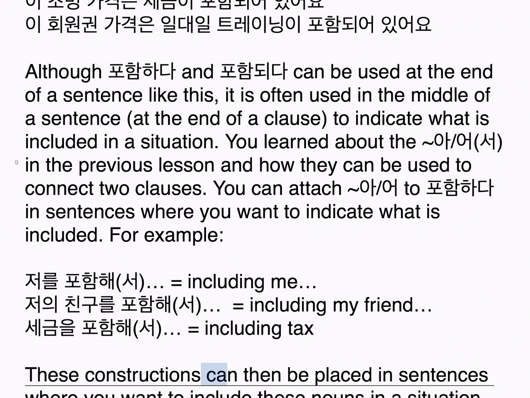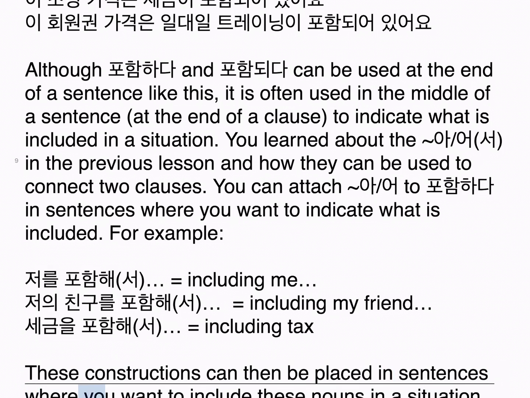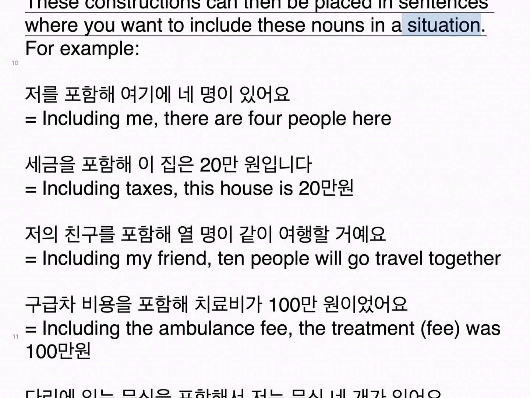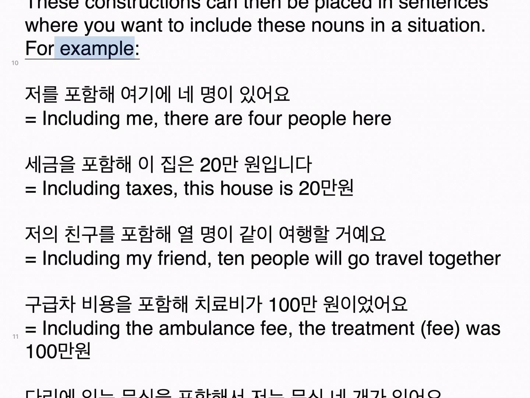These constructions can then be placed in sentences where you want to include these nouns in a situation. For example, 저를 포함해 여기에 4명이 있어요. Including me, there are 4 people here. 세금을 포함해 이 집은 20만 원입니다. Including taxes, this house is 200,000 won. 저의 친구를 포함해 10명이 같이 여행할 거예요. Including my friend, 10 people will go travel together.